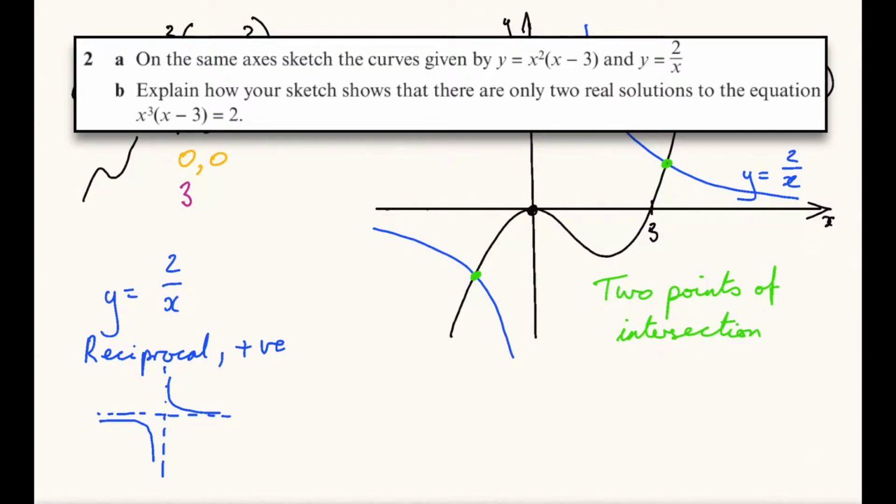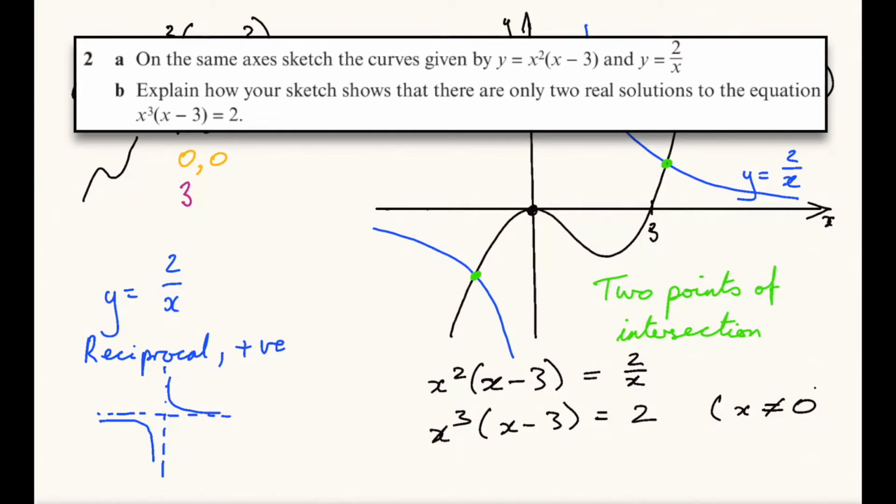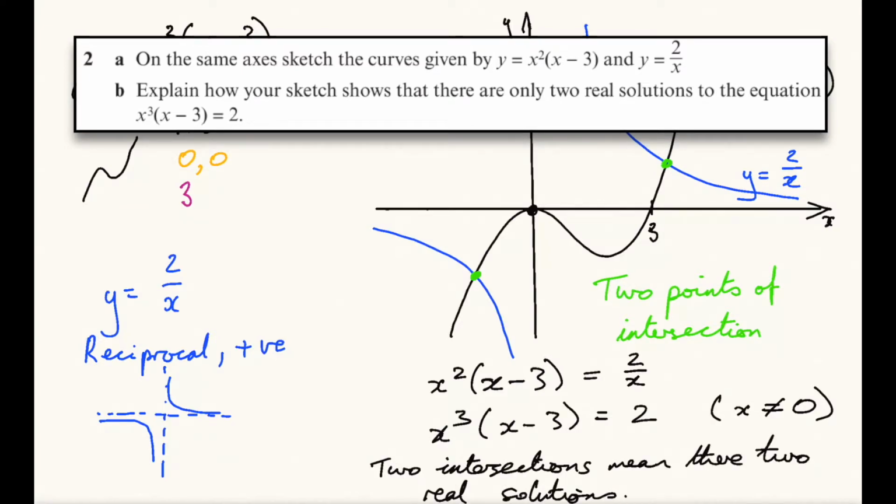So at the points of intersection, we know that x squared (x minus 3) is equal to 2 over x. If we manipulate this, we are going to multiply both sides by x, which will give us x cubed (x minus 3) equals 2, assuming that x is not equal to 0. This is in the form that they've given us. We can say that there are... There we go.